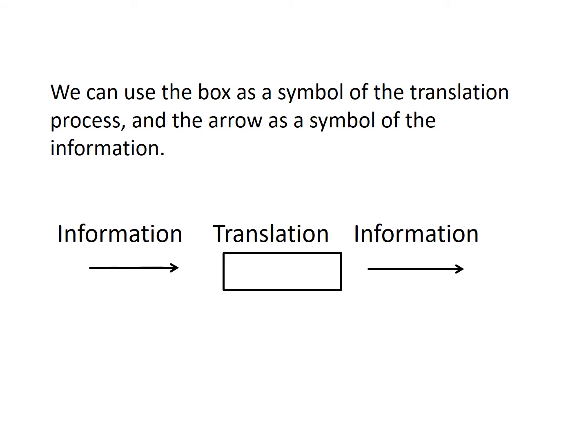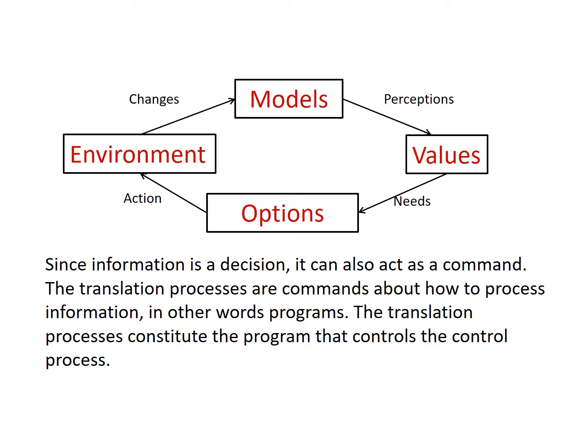We can use the box as a symbol of the translation process and the arrow as a symbol of the information. So we get the following diagram of the translation process. Thus, action is translated by the environment into changes, which are translated by our models of the world into perception, which is translated by our values into needs, which are translated by our options into action, which again is translated by the environment into changes.